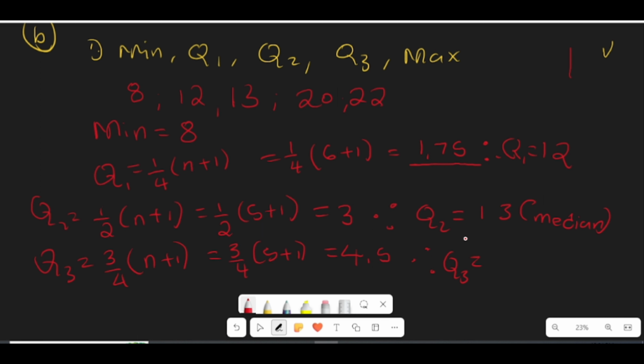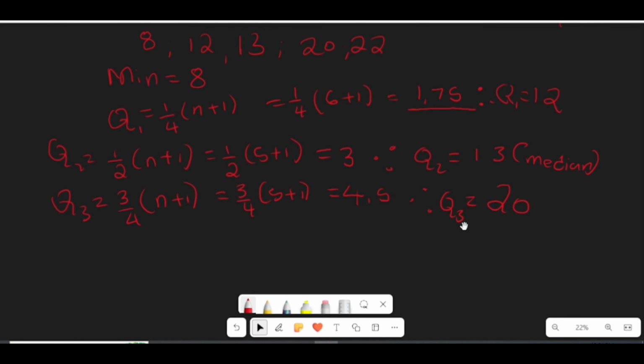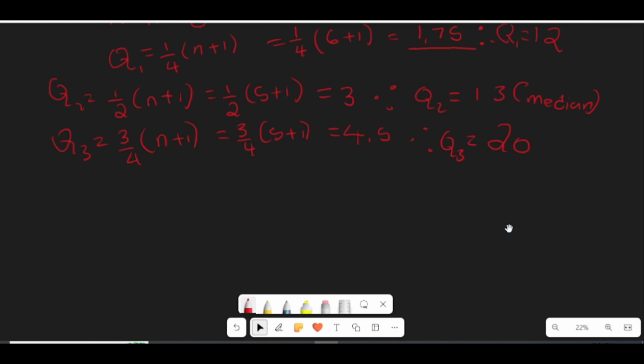Therefore, it means on the data that is given, Q3 is going to be 20, isn't it? I hope so. Please let me know if I'm making a mistake here. Q3 is going to be 20. Okay, therefore this leaves us with the maximum, which in this case is going to be the last term there, which is 22.